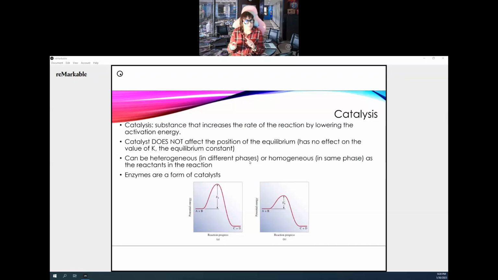It could be heterogeneous, meaning it's in a different phase, or it could be homogeneous, meaning it's in the same phase as our reactants. And enzymes are a form of catalyst. Enzymes typically work by improving the probability that our reaction is going to have the right orientation, because they hold those two pieces in the right place to get that reaction to be successful. If we look at our diagrams, we have this initial reaction, which has a fairly big EA. We have this next one where EA is a lot smaller. So this is the one that's using a catalyst, and this one is uncatalyzed.